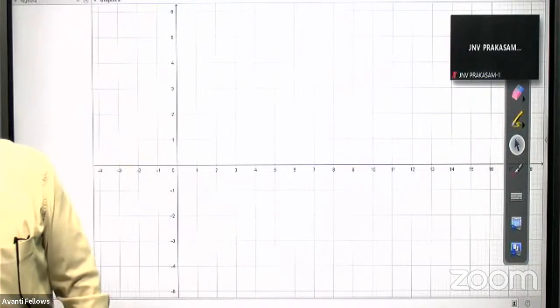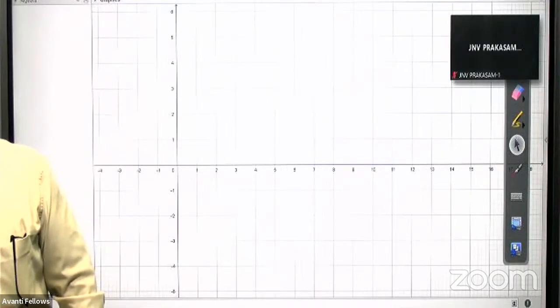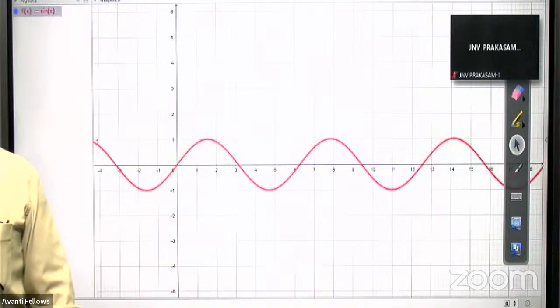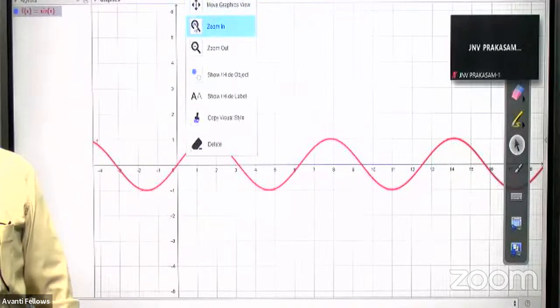Let me plot sin x. Sin x is a very well-known function. Okay. I think the graph is very visible to all of you.